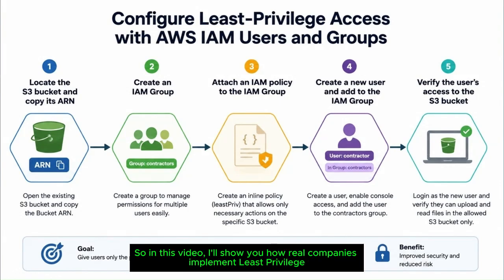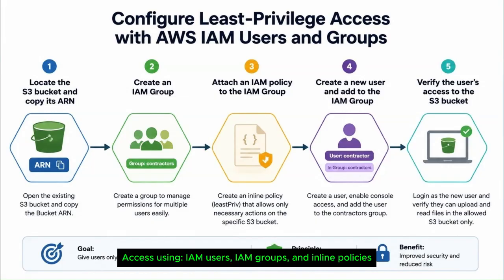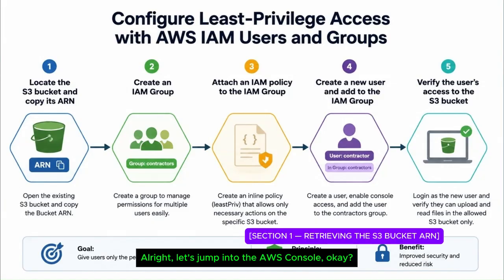So in this video, I'll show you how real companies implement least privilege access using IAM users, IAM groups, and inline policies to restrict access to a specific S3 bucket. Alright, let's jump into the AWS console.